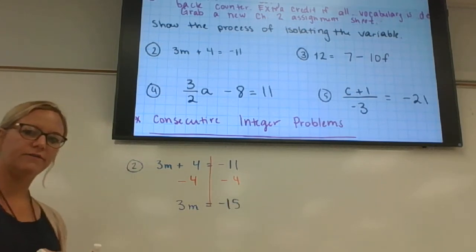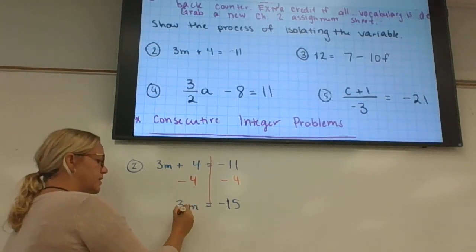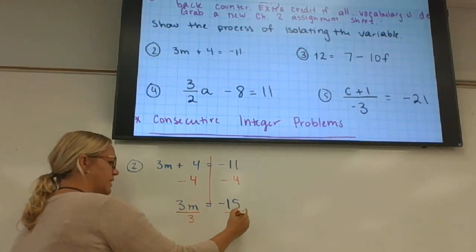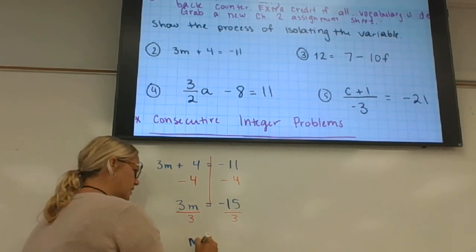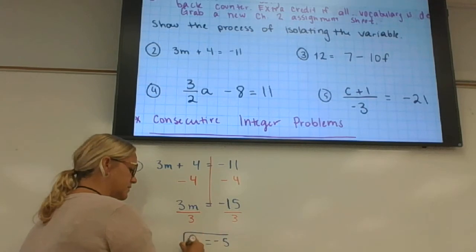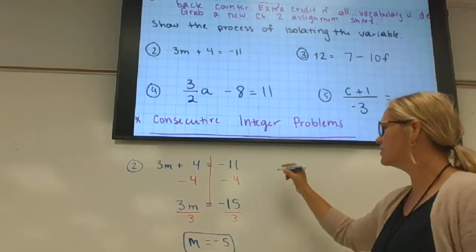Gonna make sure that I feel confident about my signs. This is multiplying 3. I'm going to cancel that by dividing 3. And M is -5. Box it, show all your work. Everyone's work should look really similar at this point.